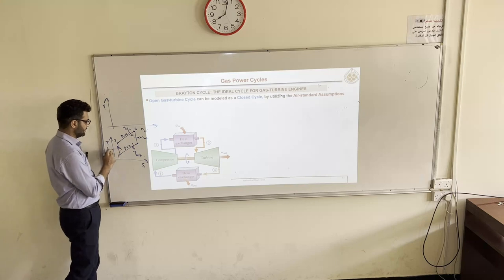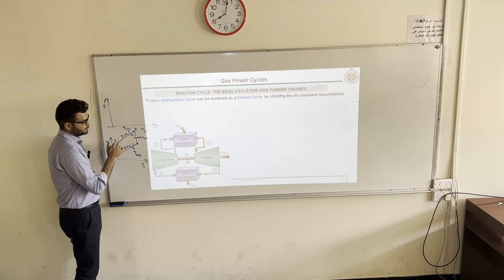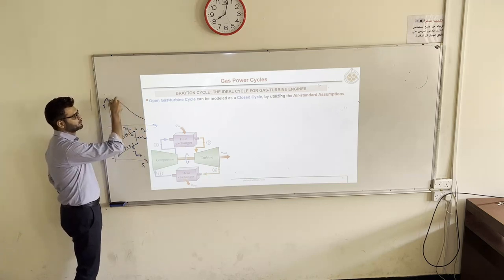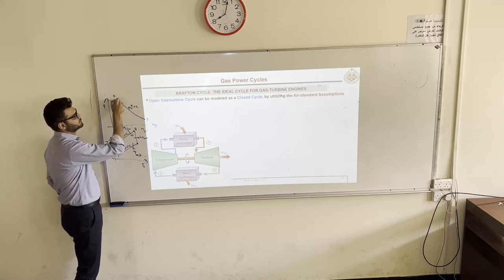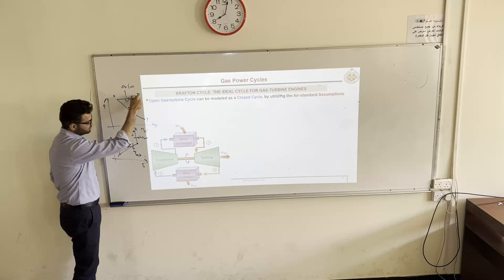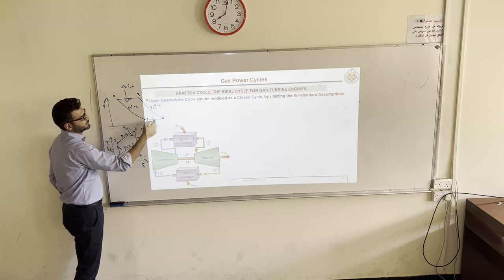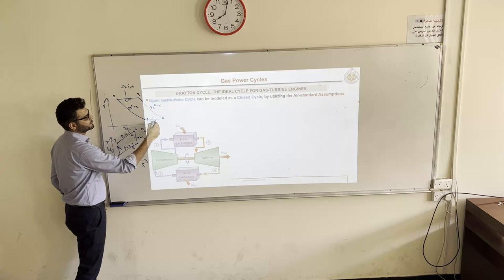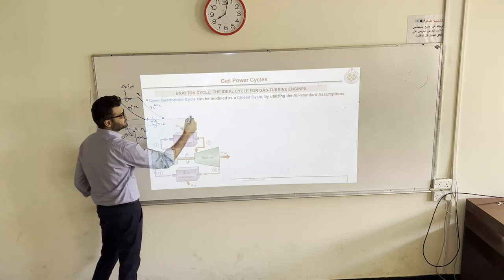Okay, here is work in for compression. That's TS. Now PV: 1 to 2, isentropic means PV to the power K is equal to constant. 2 to 3, constant pressure heat addition. Another isentropic expansion, PV to the power K is equal to constant, and isobaric, another constant pressure process, Q out. And this is representing your dead state, in other words.